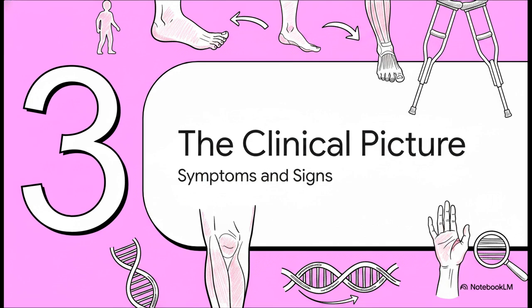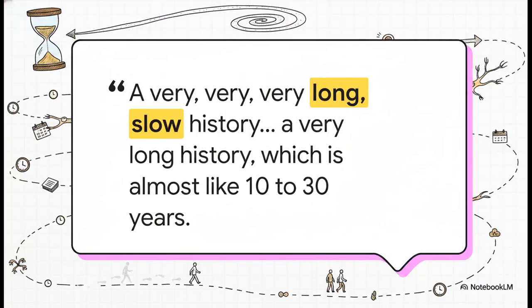What's their story? The number one thing you have to understand about CMT is that it is slow, incredibly slow. We're not talking about a history of weeks or months. When a patient comes in, their story often stretches back decades, 10, 20, even 30 years. It's so gradual, so insidious that people just adapt to it over time. They might not even realize something is truly wrong for a very, very long time.